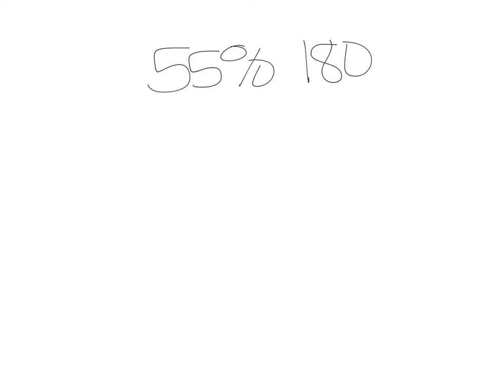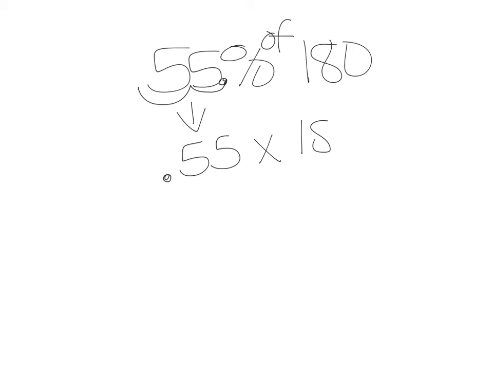Okay, I'm going to do one where there is more than one digit with the percent. So let's say 55%. And I want to find 55% of 180. So I have to make 55% into a decimal. So here's my decimal. Move it 2 spots over. That is 55 hundredths. Of means to multiply 180. So 180 times 55 hundredths.